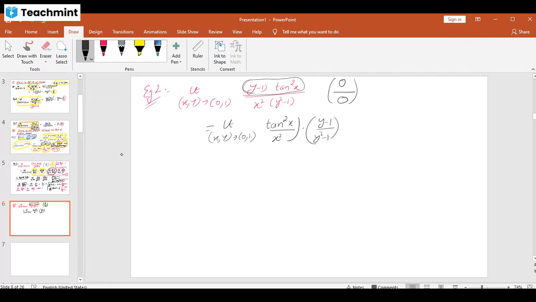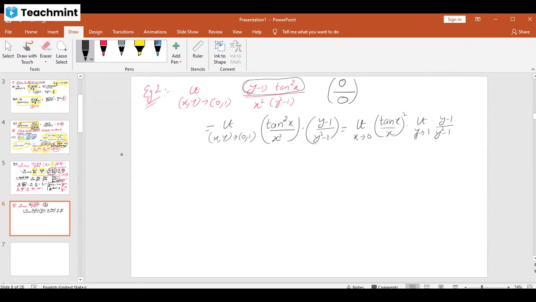Now you can see here, this is the function which depends upon x only, and this is a function which depends upon y only. So we can rewrite this limit as a product of two limits: limit x tends to 0 of (tan x upon x) whole square, and limit y approaches to 1 of (y minus 1) upon (y square minus 1). Okay, now again it is 0/0 form and 0/0 form here.